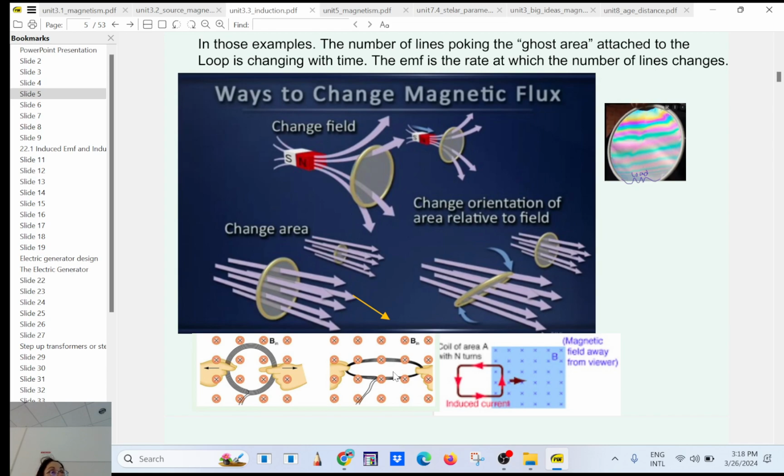Isn't that interesting? If you have a magnetic field here, and you have a loop of wire going inside this area with a magnetic field, the number of magnetic field lines poking through this area will increase with time. That's when you have an EMF.